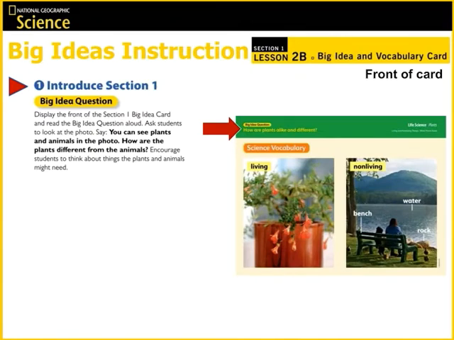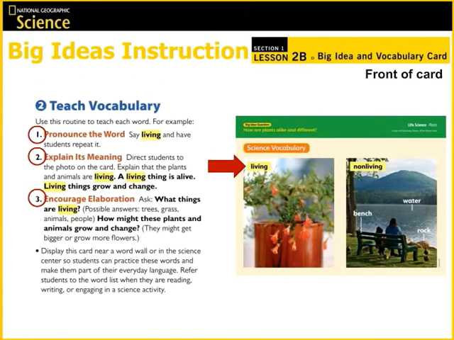Now it's time to move on to Lesson 2B, where you'll be using the Big Idea and vocabulary cards. You're going to begin with the front of the card by introducing the Big Idea question for Section 1. You'll use the front of the card to teach new content vocabulary. When teaching vocabulary, whether it be content or process words, you'll always use the same routine. Pronounce the word, explain its meaning using the photo and definition provided in the teacher wrap, and encourage elaboration by asking probing questions. You will repeat the process for each new vocabulary word.